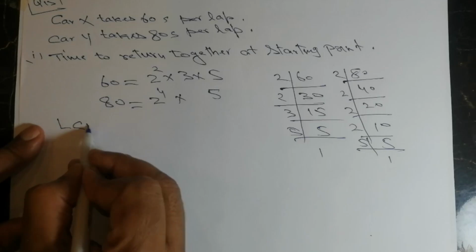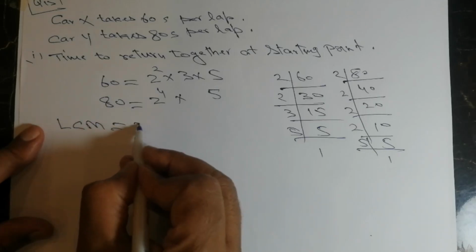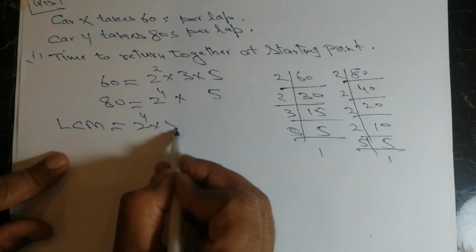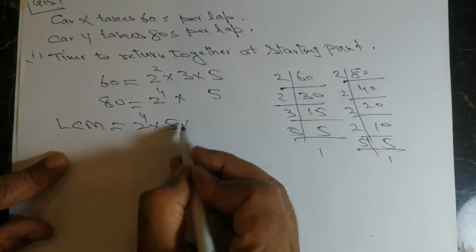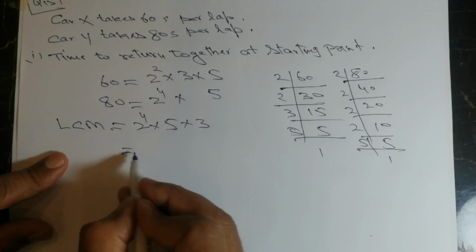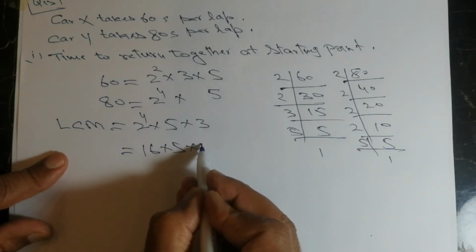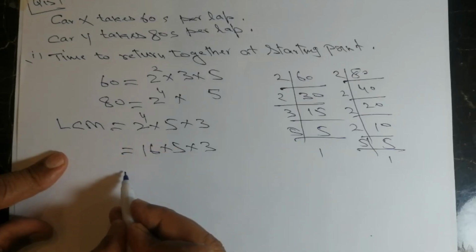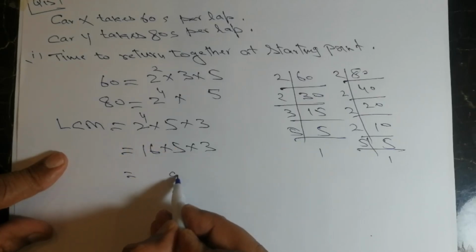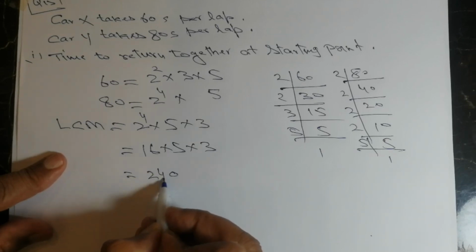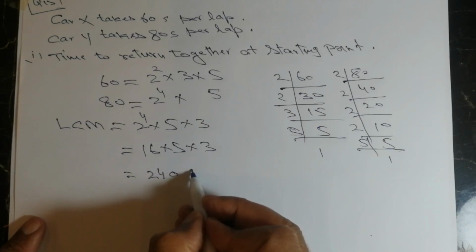So LCM is, take the higher power, 2 raised to power 4 into 5, and also 3. 16 into 5 into 3, this is 240. So 240 seconds.